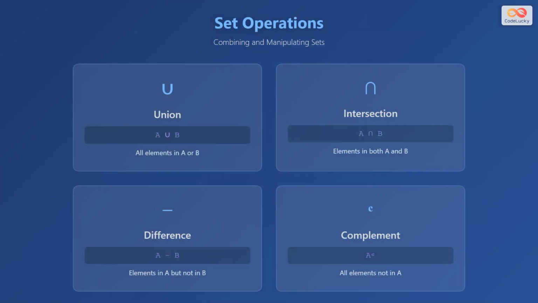Now let us delve into set operations. The union of two sets, A union B, includes all elements that are in A or B or both. The intersection of two sets, A intersection B, consists of elements that are common to both A and B. The difference of two sets, A minus B, includes elements that are in A but not in B. Finally, the complement of a set, A complement, includes all elements that are not in A within a universal set.